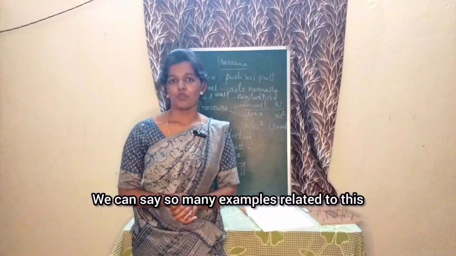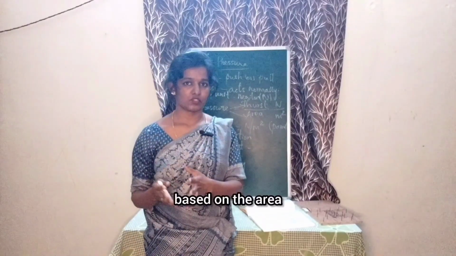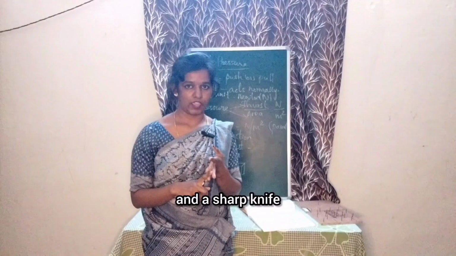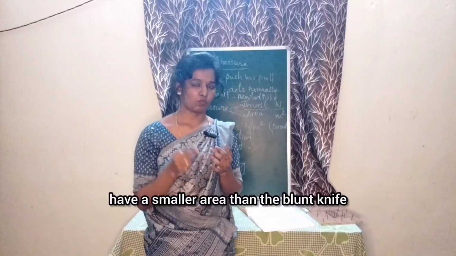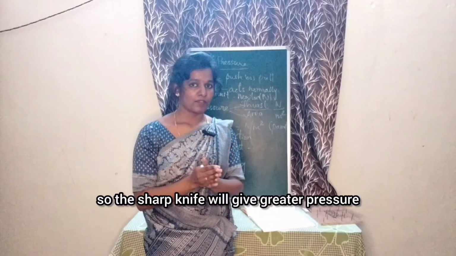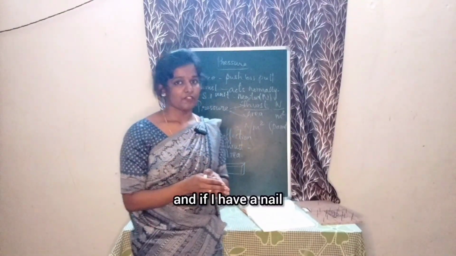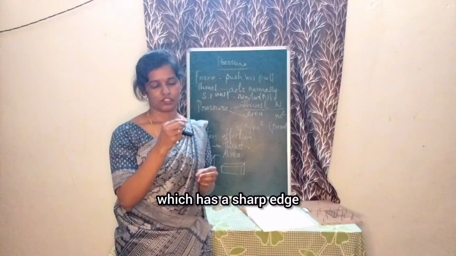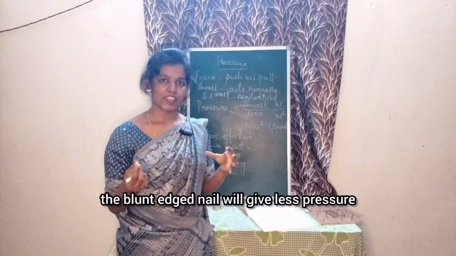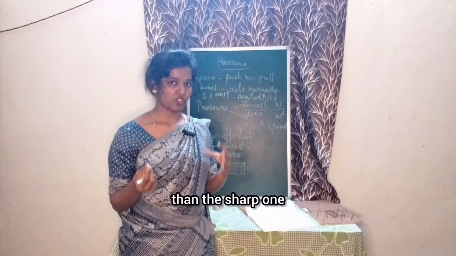We can say so many examples related to pressure based on area. A sharp knife has a smaller area than a blunt knife, so the sharp knife will give greater pressure than the blunt knife. And if I have a nail with a sharp edge and another with a blunt edge, the blunt-edged nail will give less pressure than the sharp one.